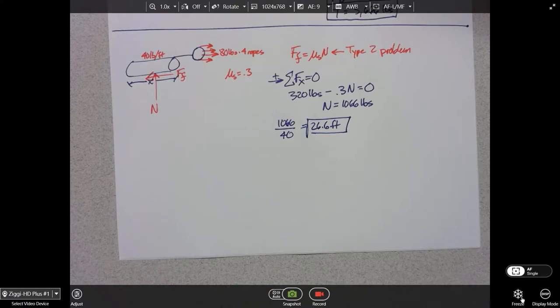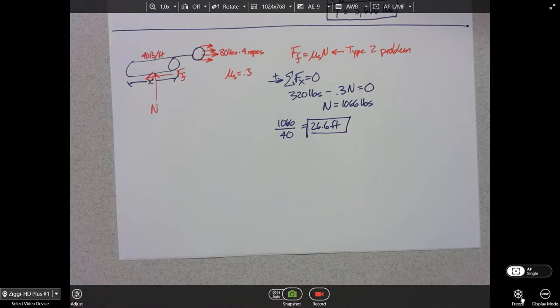It's not so bad, right? No. But the actual calculation there is not so bad. Would you have been able to do it, though, if you didn't recognize that it's a type 2 problem? No. So you really need to work these until you can recognize the type of problem we're talking about.